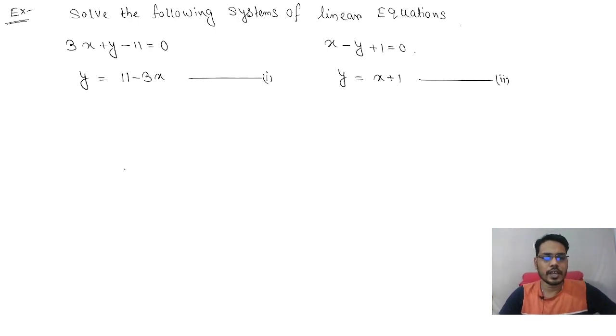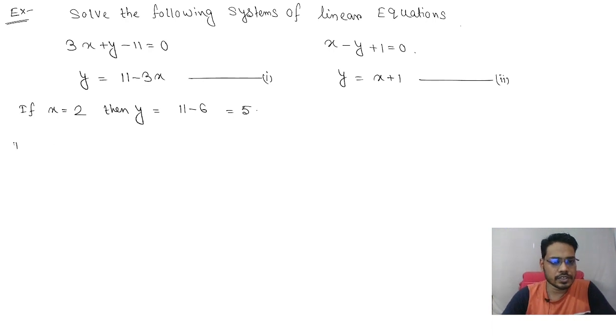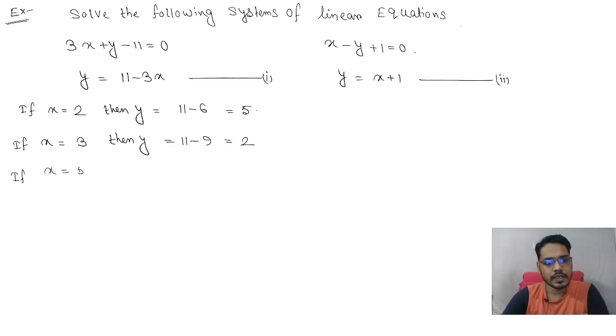So now if you put in the first equation, if x is equal to 2, then y will be 11 minus 6, that means 5. Now if x is equal to 3, then y is equal to 11 minus 3 into 3, 9, that means 2. And in the third, if we put in the first equation x is 5, then y will be 11 minus 15, that is minus 4. Now draw the table.